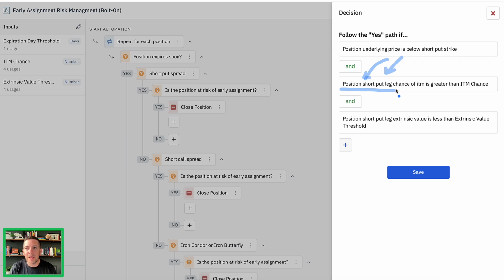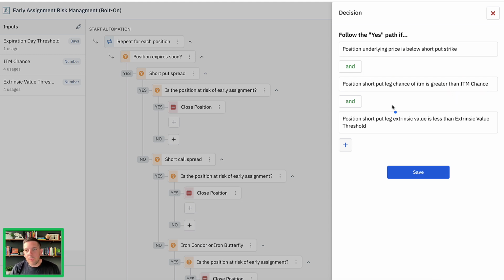The short put leg, is the chance of that being in the money greater than the in the money chance input that I put in? So in this case, I can say, is the chance of this short put leg, the one that is now in the money, is there a chance that it's going to stay in the money of greater than 70%? If the chance of it staying in the money is 50%, I'll let it ride for a little bit. That means that the stock is kind of trading right around the strike. No need to get jumpy, right? We only want to take positions off when they get really, really in the money and at high risk.